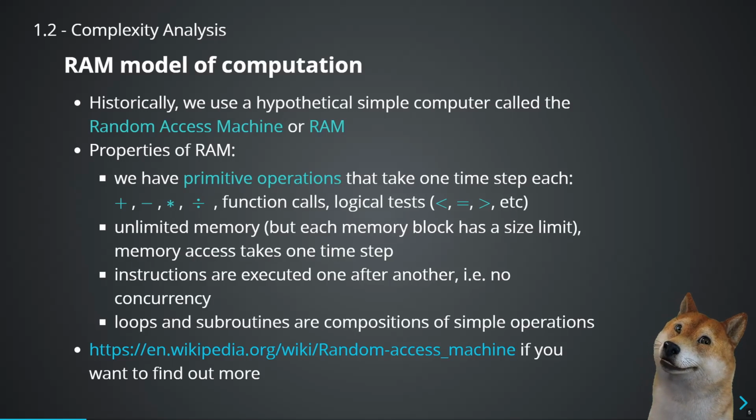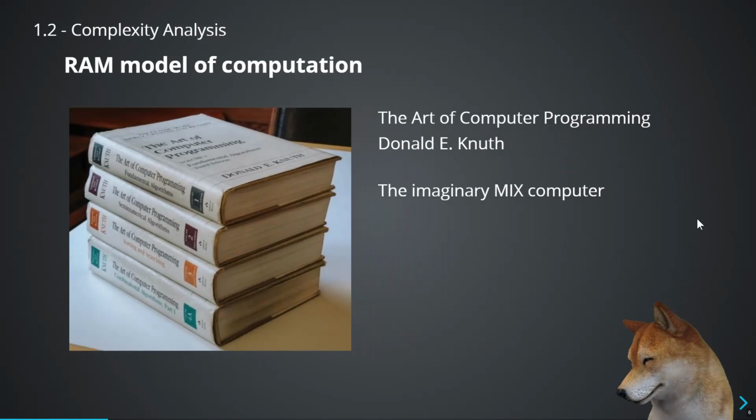But generally, in COMP 3010, we're not going to worry too much about this random access machine. Just know that it was there. It's very theoretical and very technical. In particular, you have probably heard about The Art of Computer Programming. It's a series of books written by Donald Knuth, and he actually wrote a language. He has this abstract machine called the MIX computer with its own language, which he used to explain algorithms.